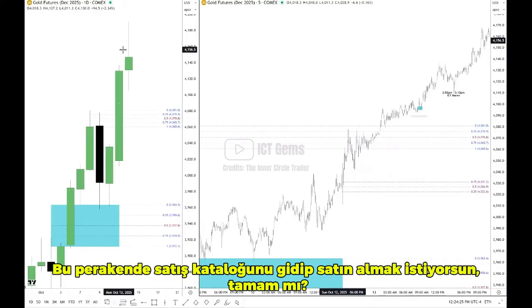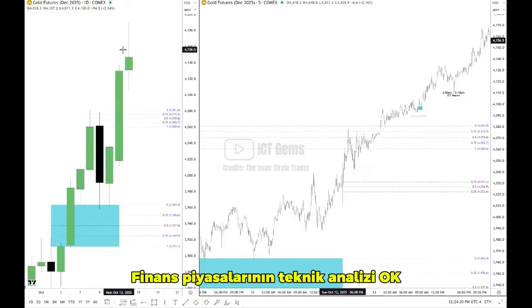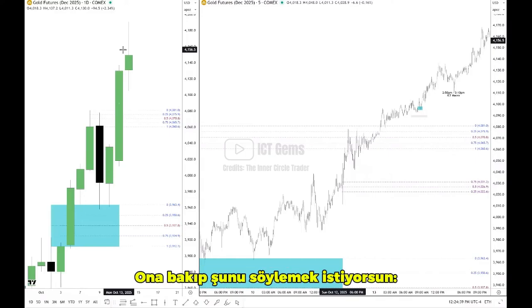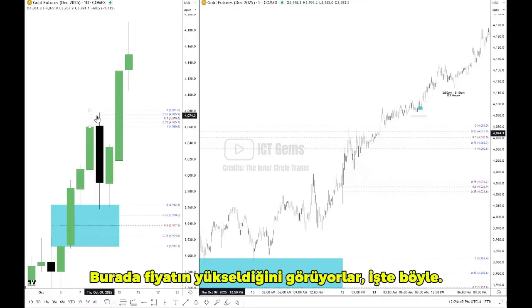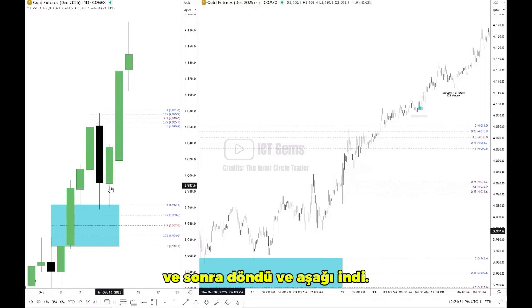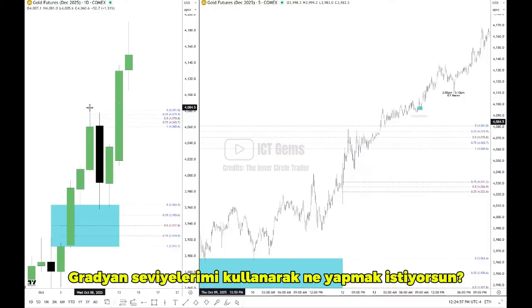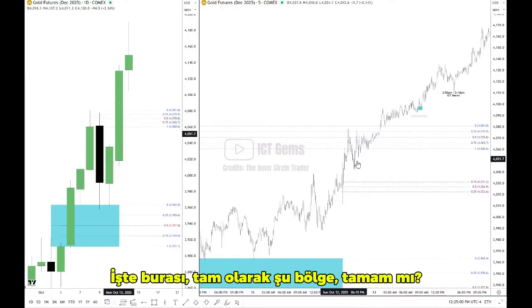Well, what you want to do is go and buy this retail book, okay? John Murphy's Technical Analysis of the Financial Markets, okay? And everything in that book, you want to study it and then learn to fade it. You want to look at it and say, this is 90% likely it's going to fail. And then look for instances where they see price where it went up here like this and then turned and went lower. They're going to see that as resistance. What you want to do, using my gradient levels, that's this area right in here.